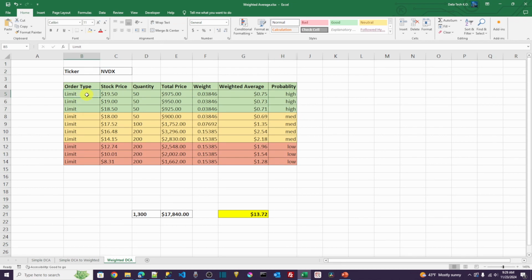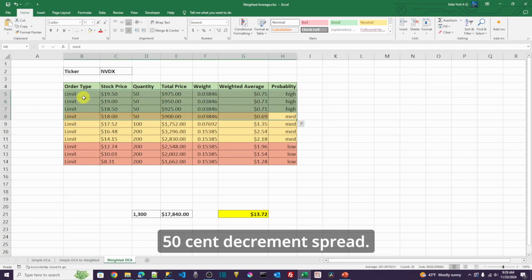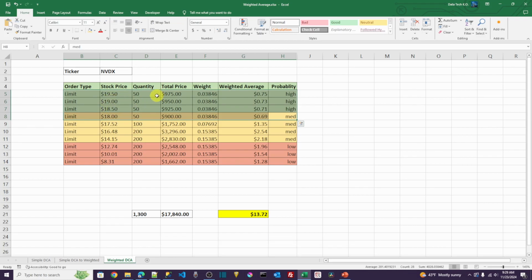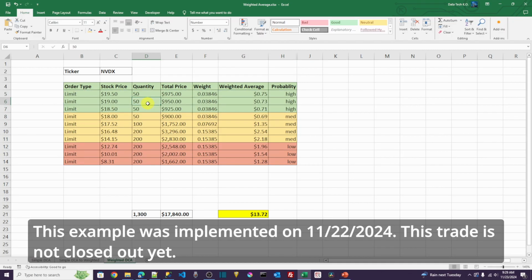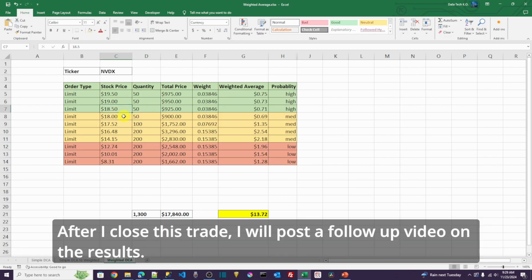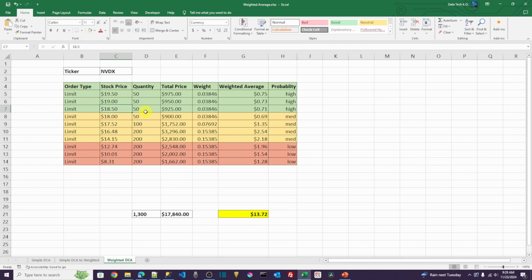I set a limit order because I was really confident it was going to hit 19.50 when I checked the pre-market hours. Essentially, I set the first 4 orders with a 50 cents decrement. So I said, okay, set an order to buy 50 shares of NVDX at $19.50. I set a second order to buy NVDX at $19, 50 shares. If it drops another 50 cents, buy another 50 shares.